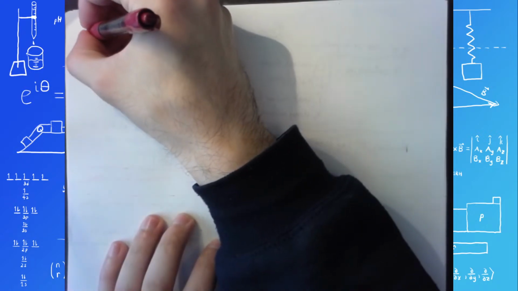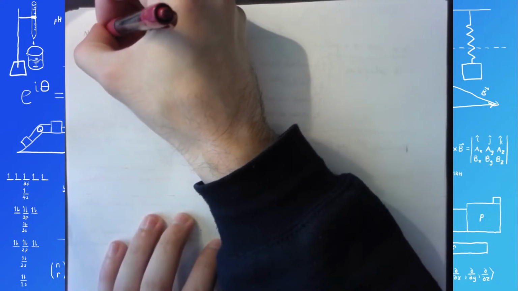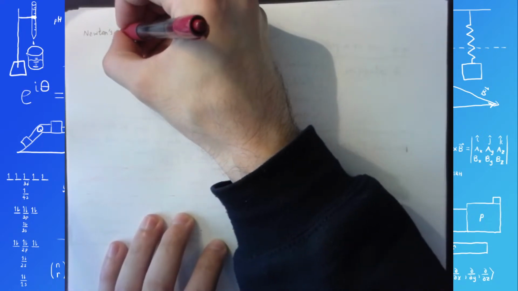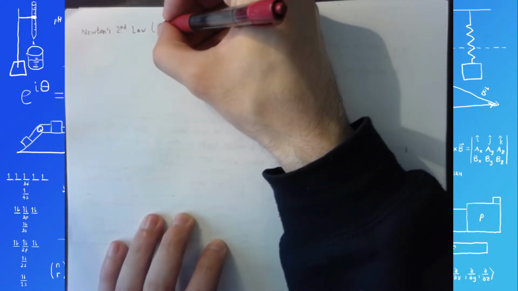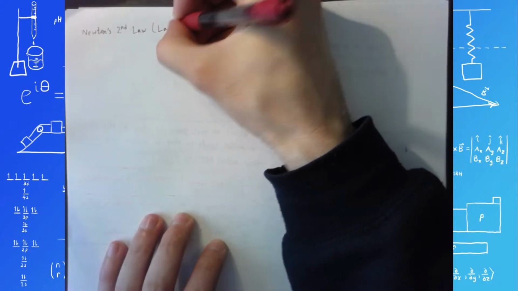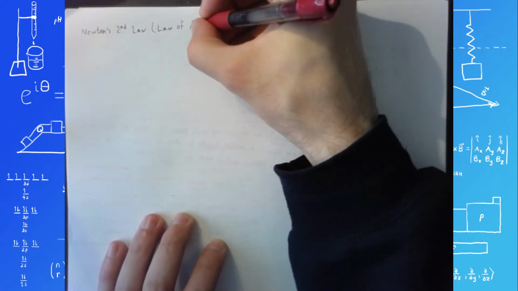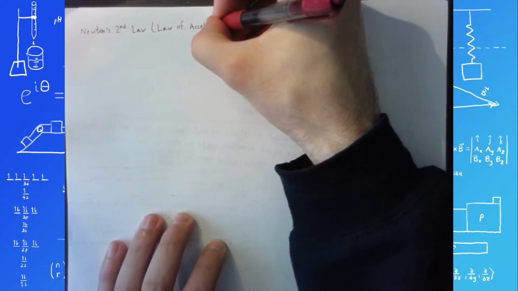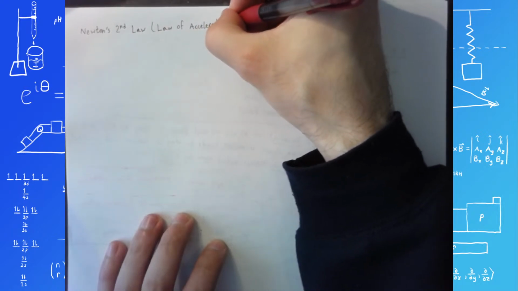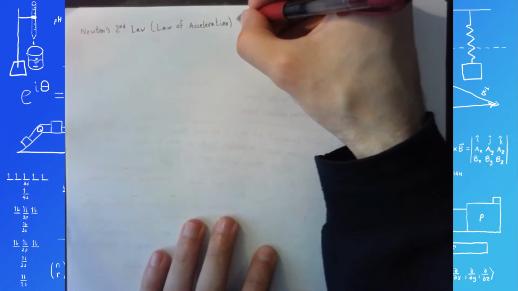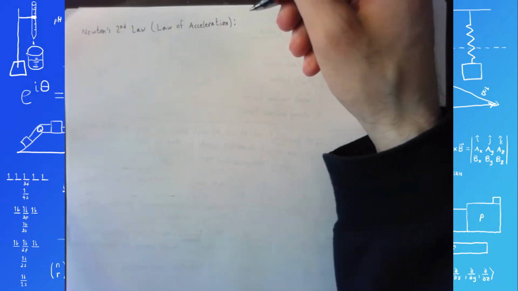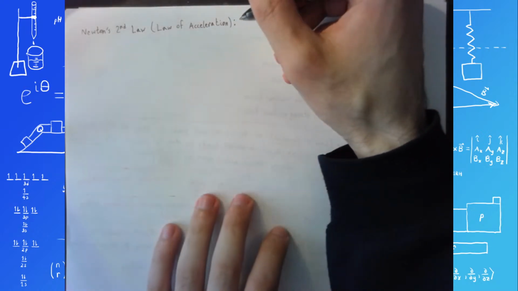And let's go ahead and talk about Newton's second law. Newton's second law. This is nicknamed the law of acceleration. Most people don't remember the nicknames, but I think they are important. Newton's second law, the law of acceleration. This one is actually just a mathematical formula, but we can write it in words too.